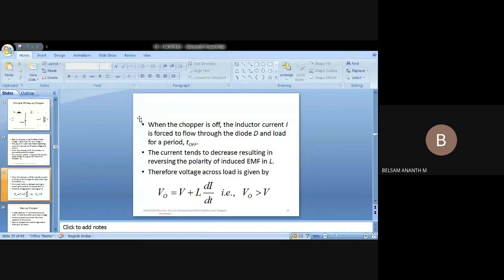So when the switch is off, the inductor current is forced to flow through the diode and load, therefore the current tends to decrease, in reverse polarity. Voltage across the load will be written as V naught equals V plus L into di by dt. From this equation, we know very well. What inference are you trying to take from this equation? Definitely, we know that my output voltage is greater than my input voltage. That's what I told you, right? That is the main operation of my boost operation. So my output voltage V naught is greater than my input voltage.